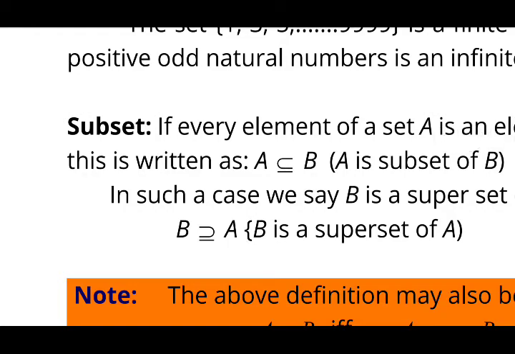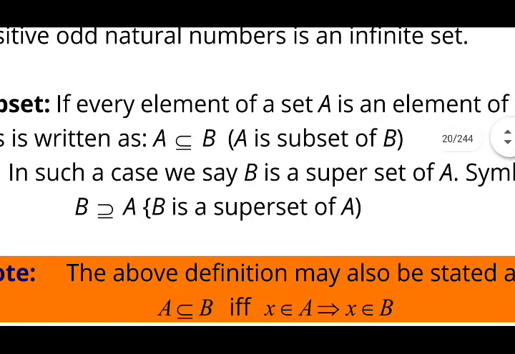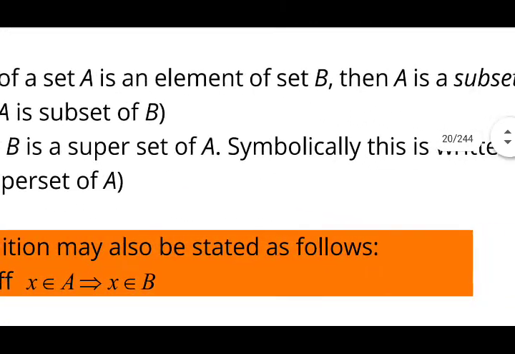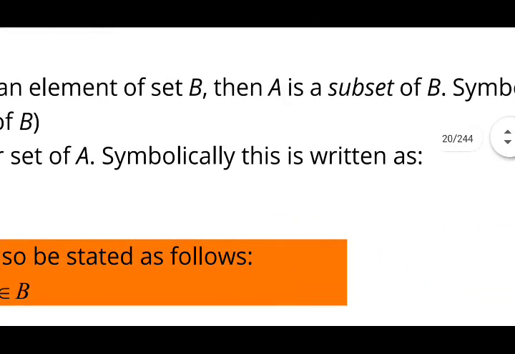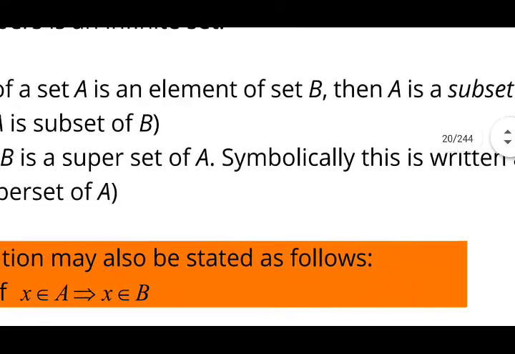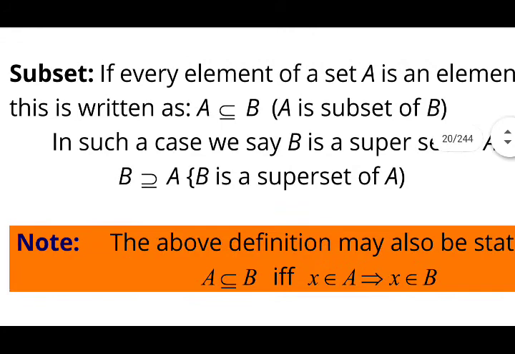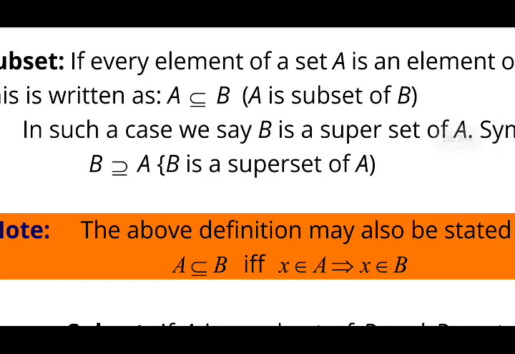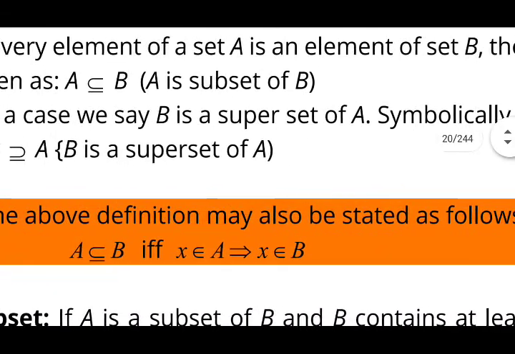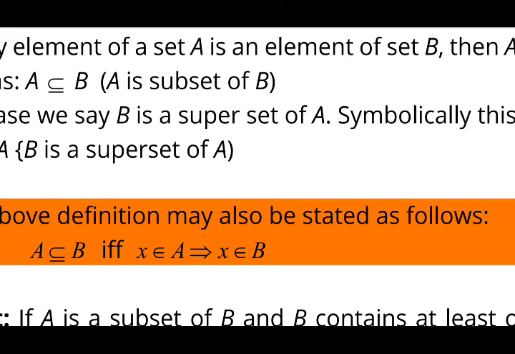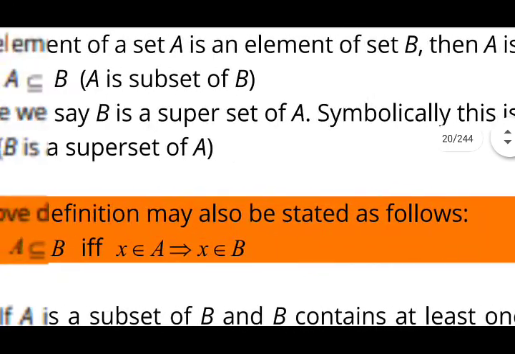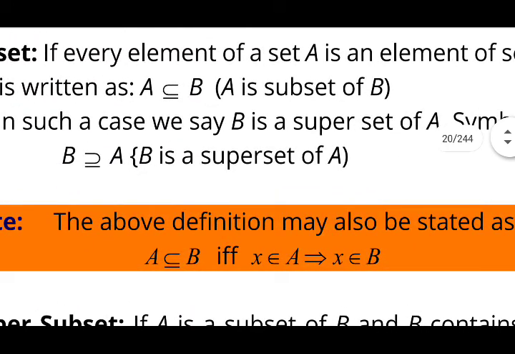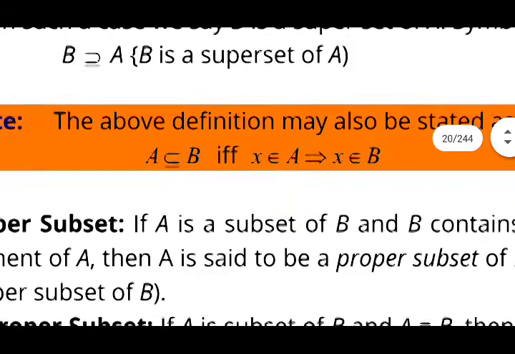Next is subset. If every element of a set A is an element of set B, symbolically we write A is a subset of B. In such a case, we say B is a superset of A because B is greater than A. This is written as A is a subset of B, or B is a superset of A.